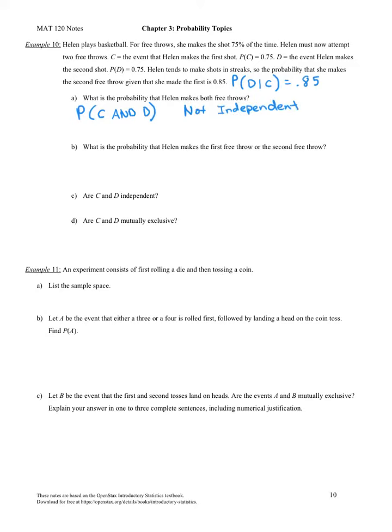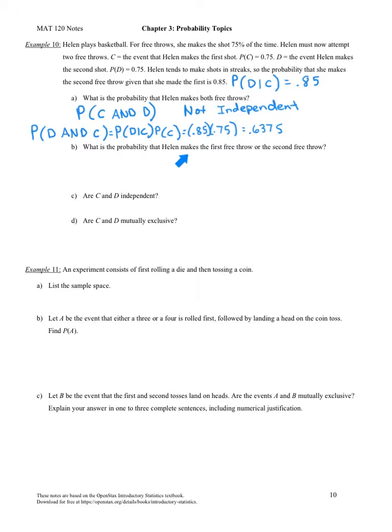Now, with the information we are given, we are going to use these formulas here. Keep in mind that these two are the same. I just switched the order of the letters, and that's what this will allow me to do. So we have our answer, and Helen makes the first and second free throws with a probability of 0.6375 or 63.75% of the time. Moving on to letter B.